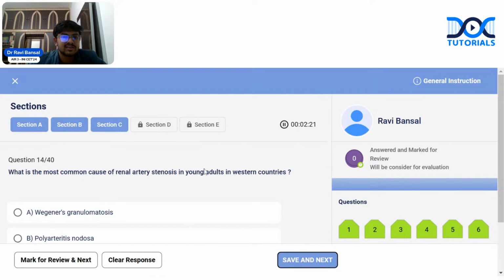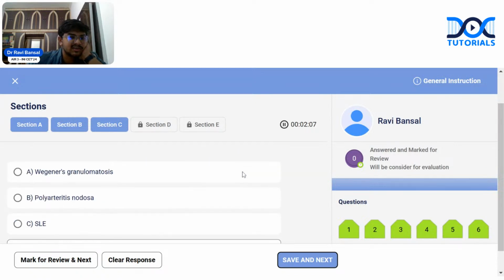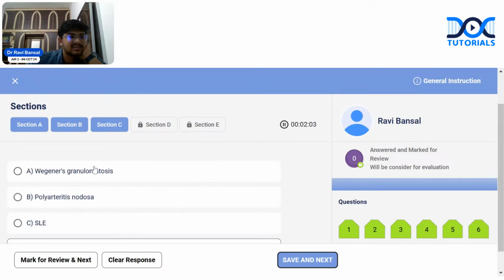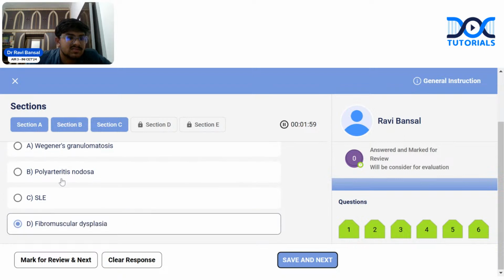Most common cause of renal artery stenosis in young adults in Western countries. So this kind of question you should read completely. They've asked most common renal artery stenosis, young adults, that too in Western countries. So fibromuscular dysplasia. Takayasu is the most common cause in South Asian countries, but they haven't given atherosclerosis or Takayasu. So there is no confusion in this question. SLE, PN does not cause. PN can cause, but it is not the most common. Wegener's doesn't cause.